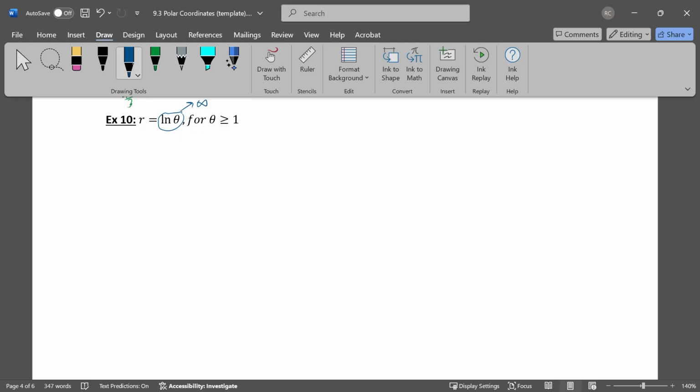Now we can start by plotting a few points, and we want to plot points that are easy. So when I check out ln of 1, well, I know ln of 1 is 0. So when theta is 1, r is 0. And ln of e, well, e is roughly 2.7-ish. And ln of e is 1. And I'm going to also use ln of e squared, which is 2, right? These are inverse functions, so ln of e squared is 2. And then we're going to try to plot this stuff.